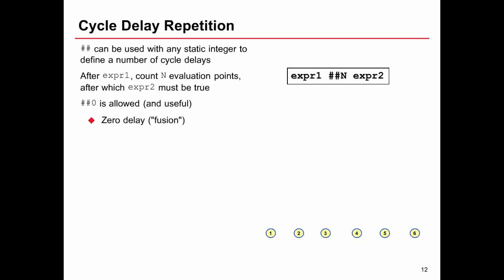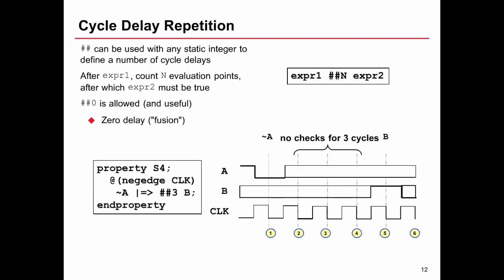realise. If we look at the example S4 here, what we're saying is, at every neg edge clock we're checking if not A is true. If it is, then what we will do from the next cycle, remember from the next cycle is what next cycle implication means, we have 3 cycles delay followed by B. So let's look at this on a timing diagram.